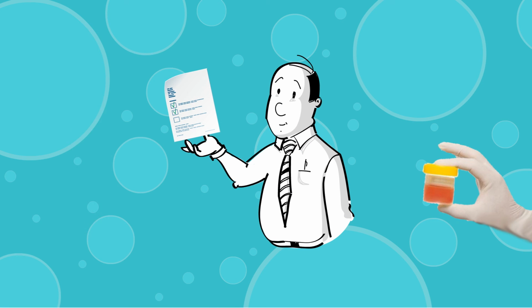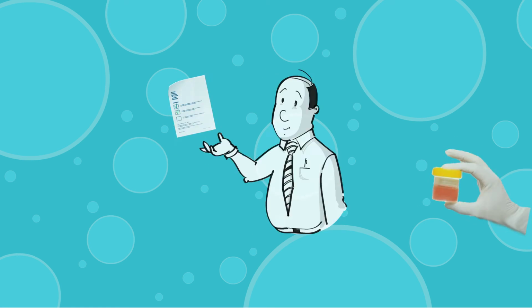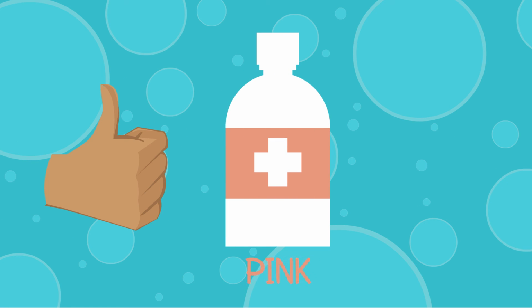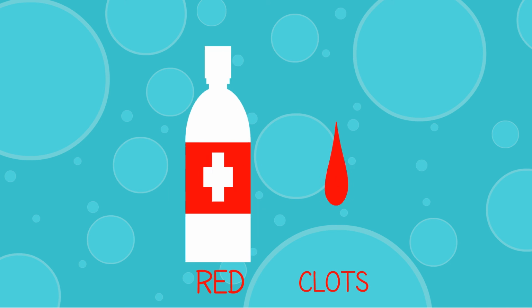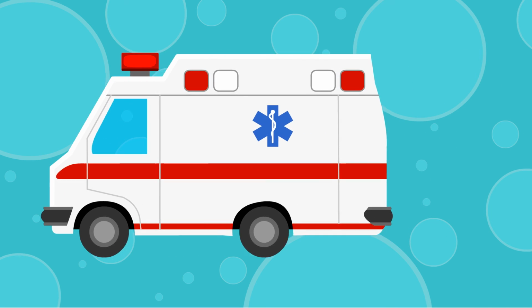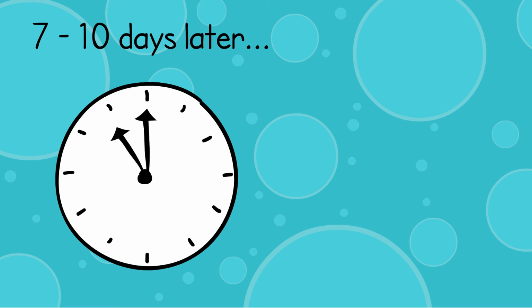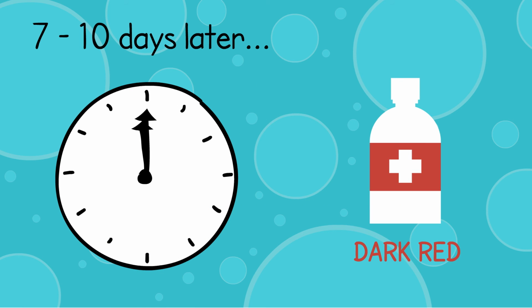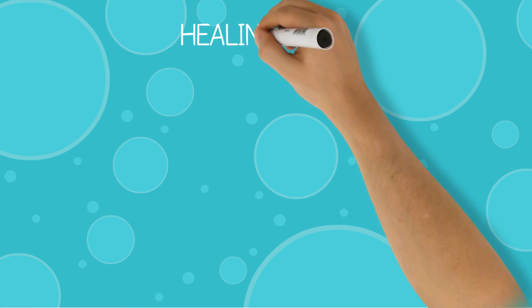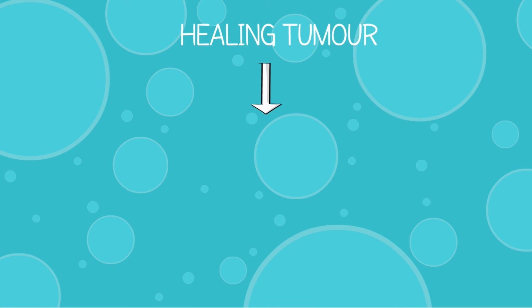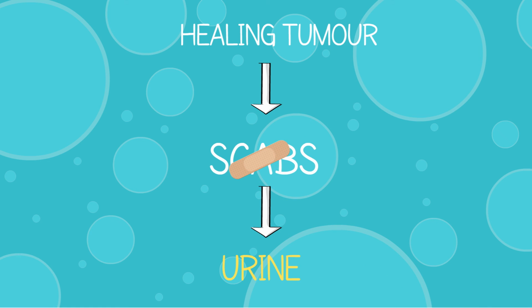During the first several days after the procedure, their urine should be pink in color. If urine is bright red or containing clots, the patient needs to be taught to report this to the healthcare provider. 7 to 10 days after the procedure, the patient may find their urine is dark red or contains rust-colored flecks. The patient needs to be taught that these findings are a normal part of the healing process and represent scabs shedding from the healing tumor.